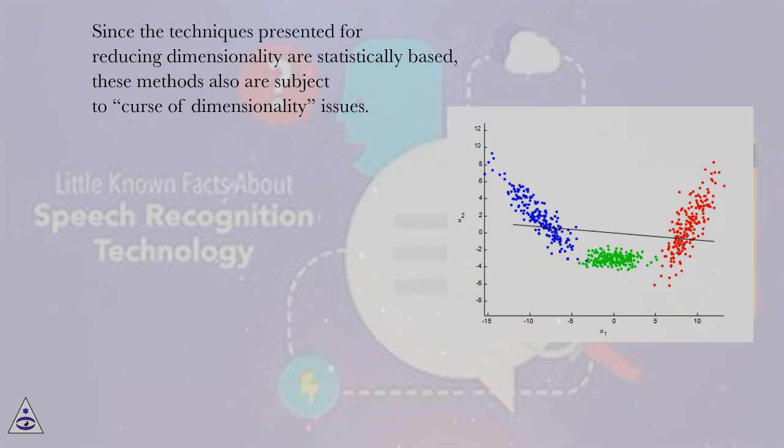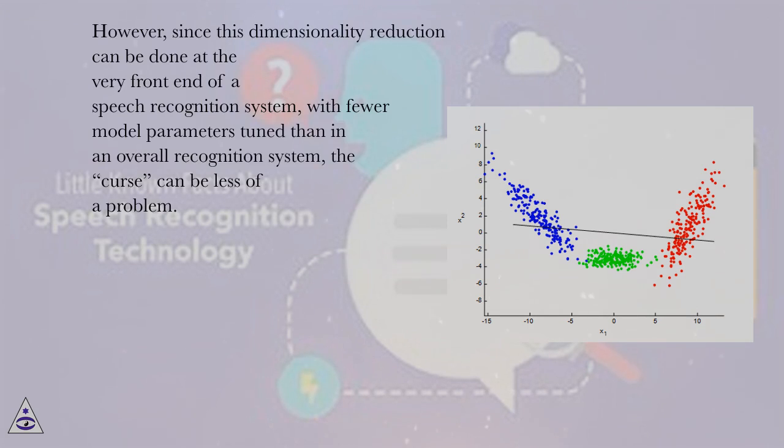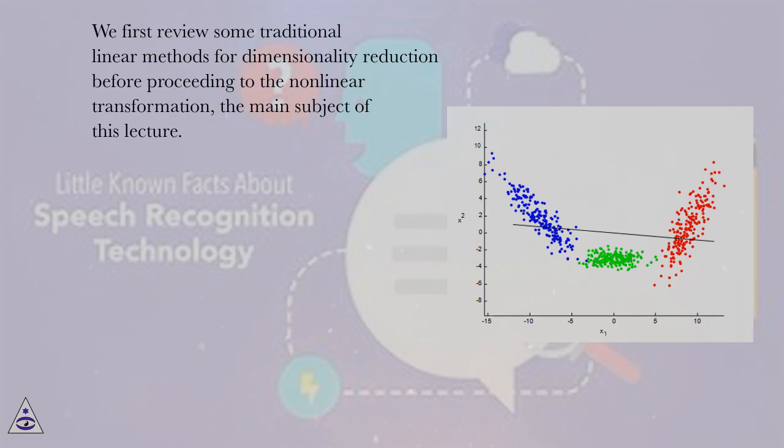Since the techniques presented for reducing dimensionality are statistically based, these methods also are subject to curse of dimensionality issues. However, since this dimensionality reduction can be done at the very front end of a speech recognition system, with fewer model parameters tuned than in an overall recognition system, the curse can be less of a problem. We first review some traditional linear methods for dimensionality reduction before proceeding to the nonlinear transformation, the main subject of this lecture.